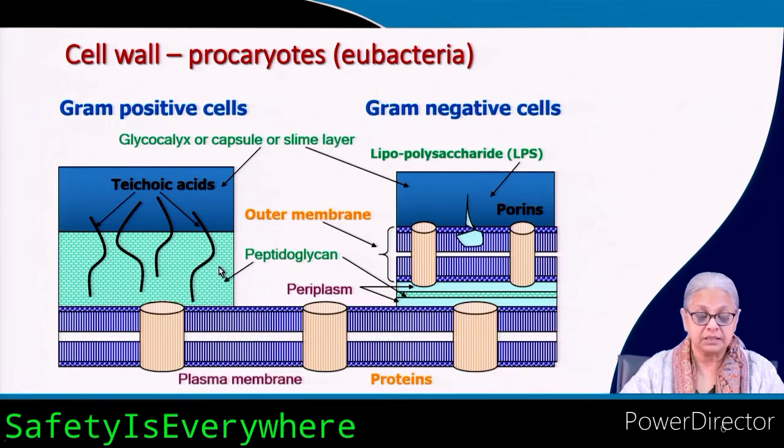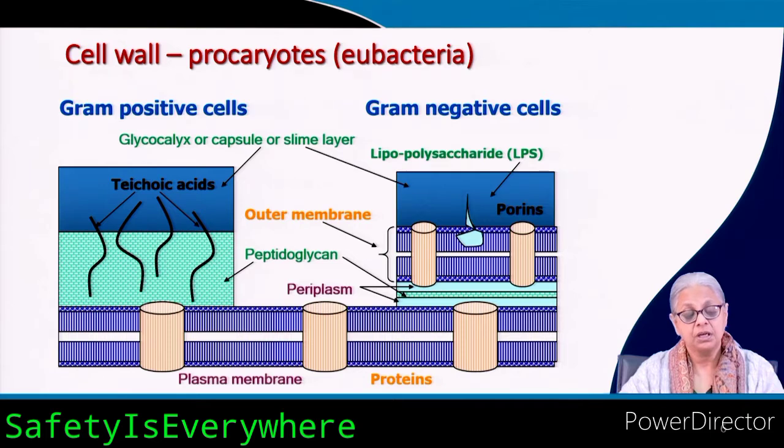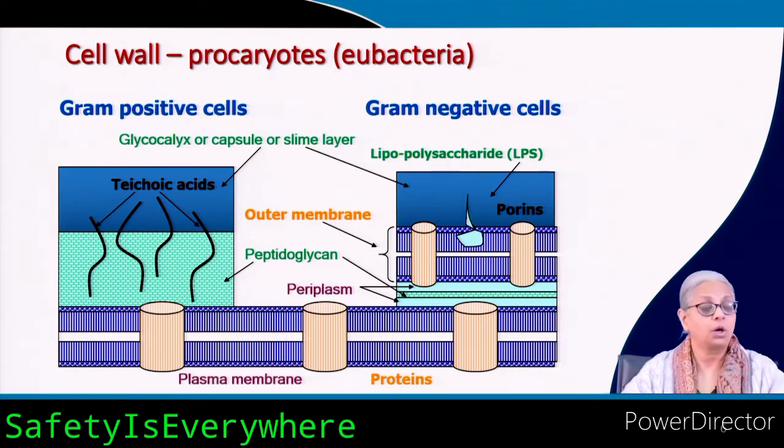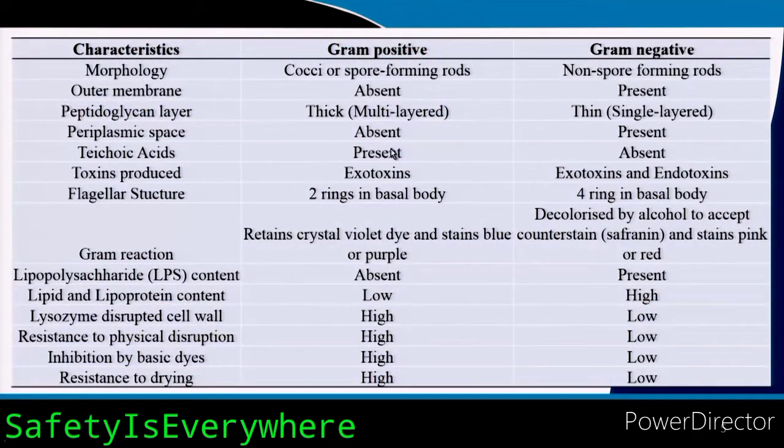In gram-positive cells, after the thick peptidoglycan layer, you also have what are called teichoic acids. These teichoic acids further have glycocalyx or capsule or slime layer, and this slime layer allows these bacteria to stick to surfaces. So these are some of the things that are common to prokaryotes, the eubacteria. The only thing common between bacteria and archaeobacteria is the plasma membrane. The rest of it is all different. So these teichoic acids are present in gram-positive but not in gram-negative.